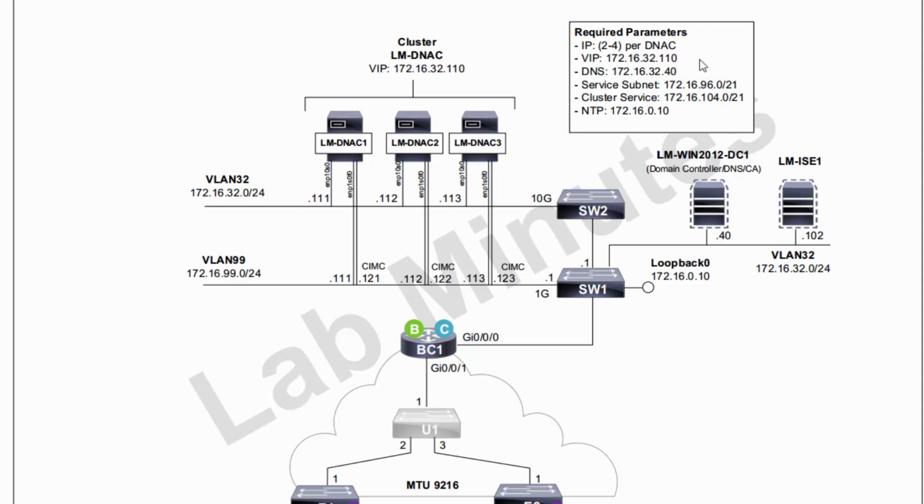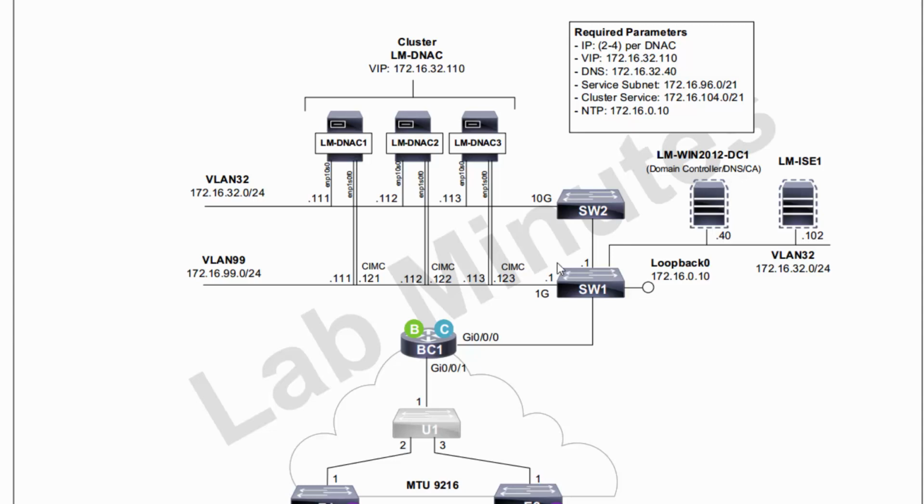For a cluster, you're going to need a virtual IP. For us, it's going to be .110, which is right before 111, 112, 113. The VIP will be 110. You need to have a DNS server available. For us, it is our Win 2012 domain controller, the IP .40. Then you will need 2 subnets at the minimum size of /21, and those are the 2 subnets we're going to use for the service subnet and the cluster service subnet. And lastly, you need an NTP IP address.